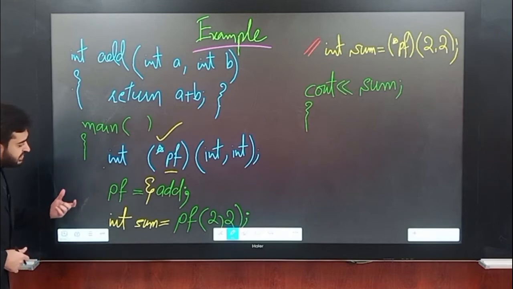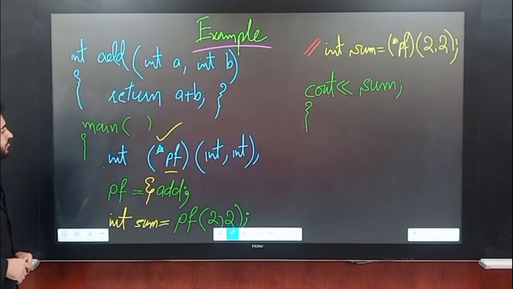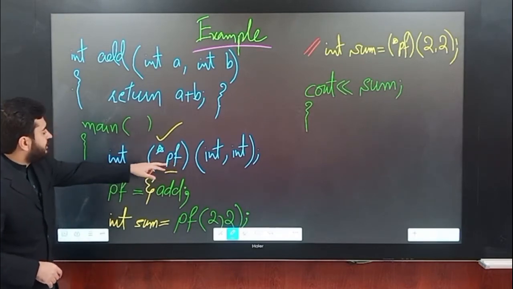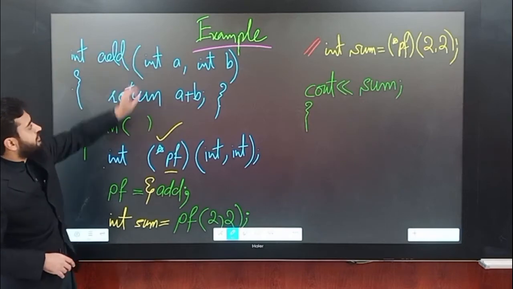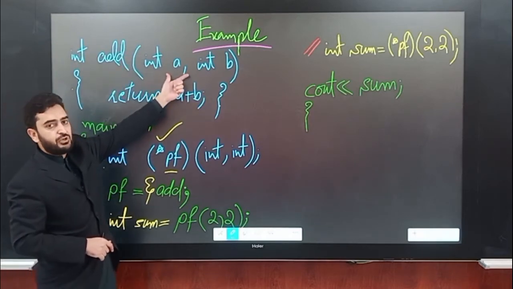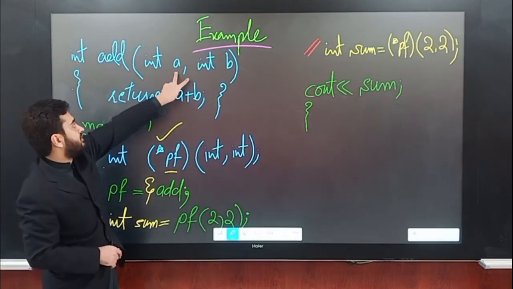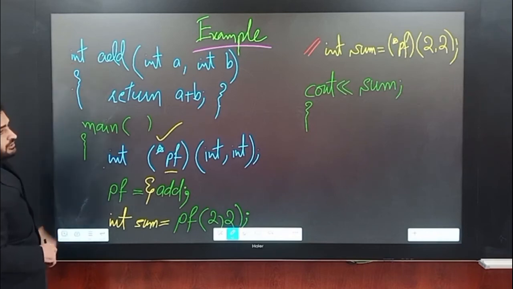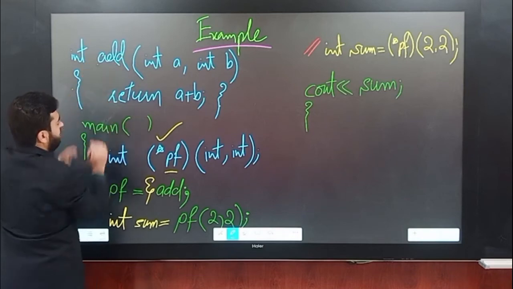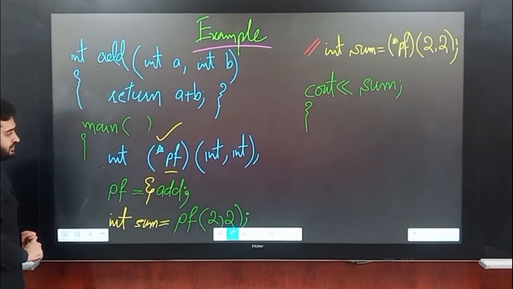Now the question is, how can we assign the address of this user-defined function? You can see the syntax of the pointer is very similar to the syntax of the user-defined function add. This add function also accepts two arguments and returns an integer type. These are the two integer type parameters, and the return type is also integer. So we can assign the address of the add function to the pf pointer.